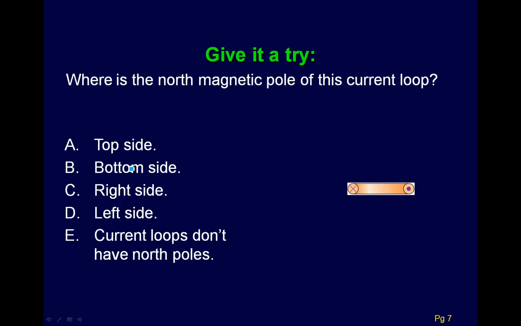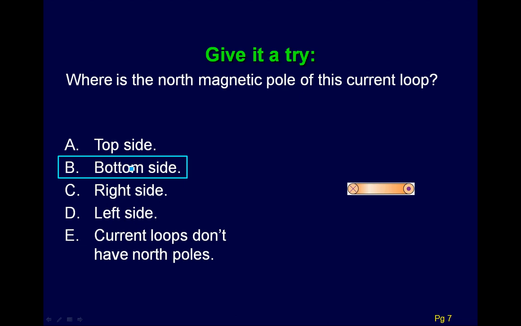And so here's an example for you guys to give it a try. So here we have a little loop. The current is coming out of the page on the right and going into the page on the left. I want to know which side of the current loop is the North Pole of this little magnet. So give it a try and tell us what you think.